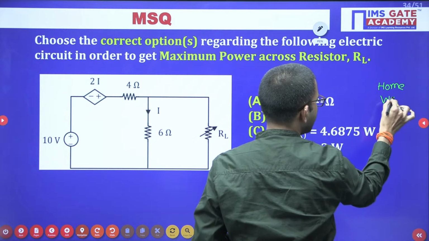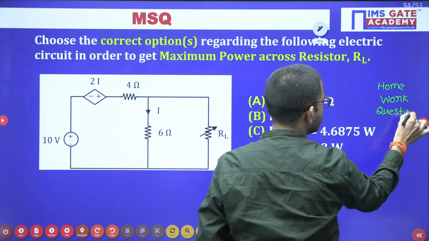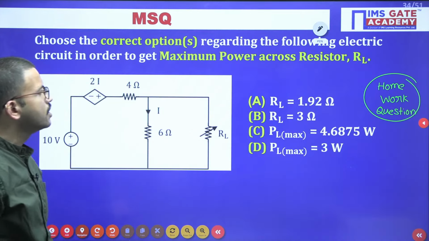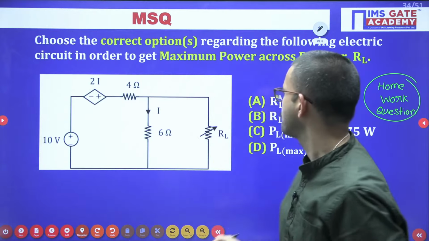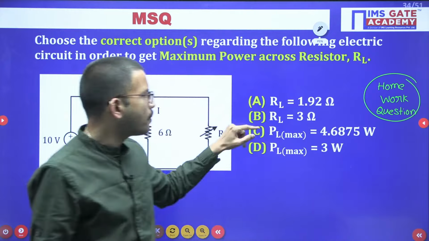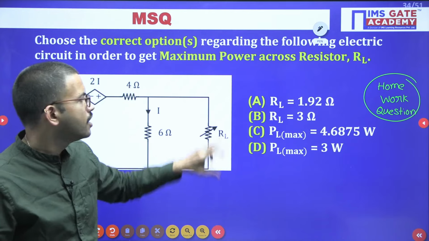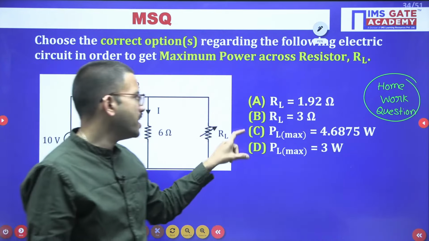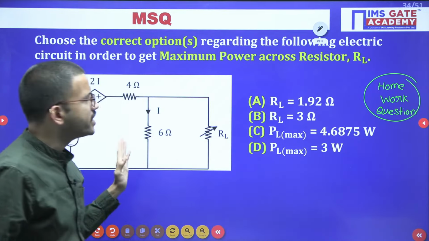This is the homework question. All of you give it a try. All of you take the screenshot. This is the question based on the maximum power transfer theorem, and this question is of MSQ type. Either one option or more than one option can be correct. So here, just by observing the options, two options are related to RL value, two options are related to PL max. So at max among option A and option B, one option can be correct. Similarly, among option C and option D, at max one option can be correct. So all of you give a try.